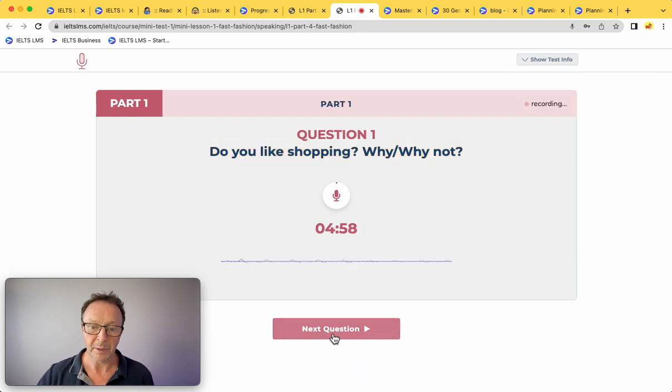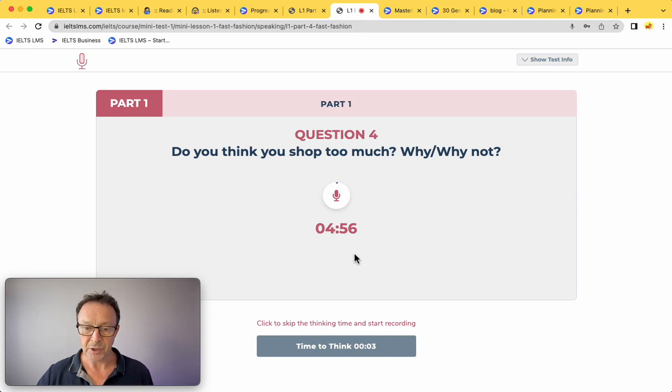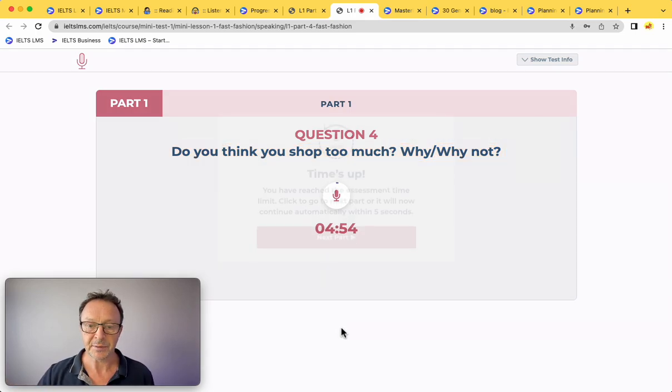Do you like shopping? Why not? What is your favorite shop? Do you like to shop alone or with someone else? Do you think you shop too much? Why not? So fashion will probably come into this at some point or other, and it just sets the context.